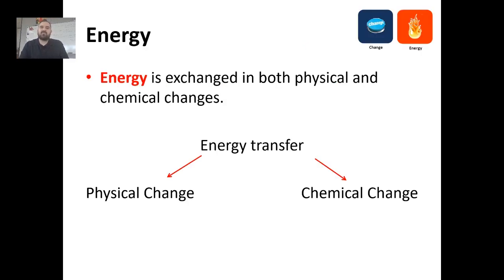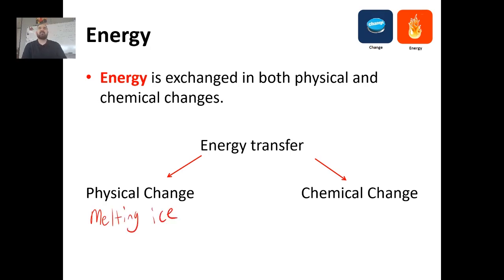Energy is exchanged in both physical and chemical changes. There are two types of energy transfer: physical changes and chemical changes. An example of a physical change is melting ice.